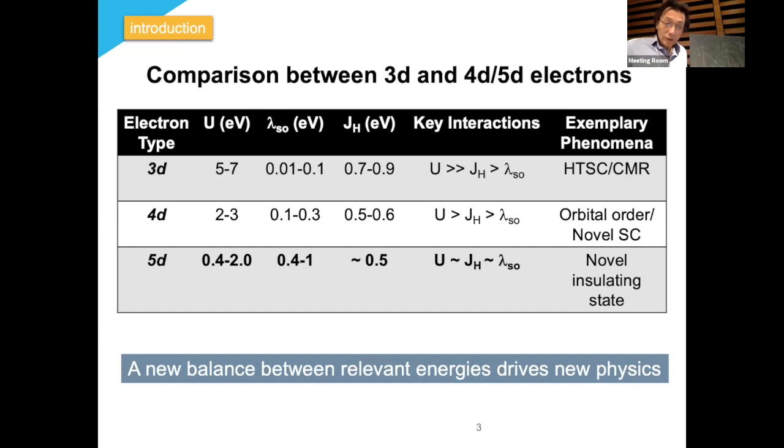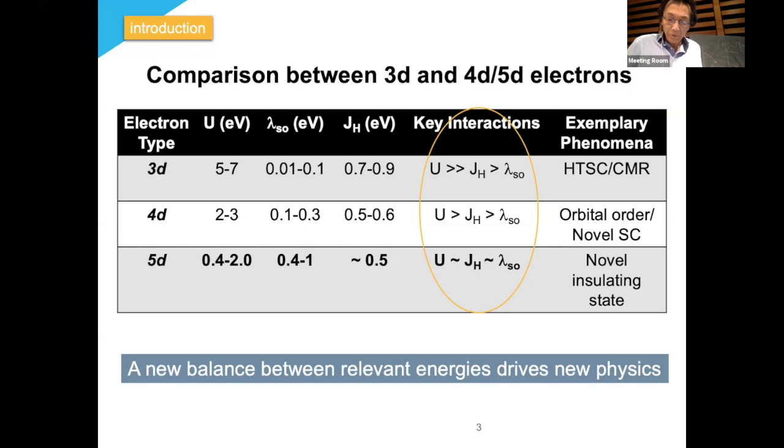Okay, so for 4D and 5Ds, particularly for 5D oxides, we have these comparable energies. Therefore, we have a new balance, and this new balance actually drives new physics. And this is something that I'd like to talk about a little bit in the remaining time of this talk.